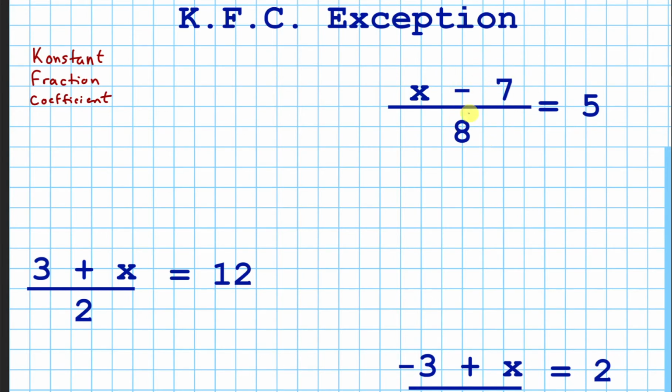To eliminate this constant, I would have to add 7 to both sides, right? Add 7 to both sides. Cancel out, cancel out. I'll end up with x over 8 equals 5 plus 7, which is 12. I multiply both sides by 8 to get rid of the fraction, to eliminate the 8 in the fraction. I end up with x equals 8 times 12, which is 96.